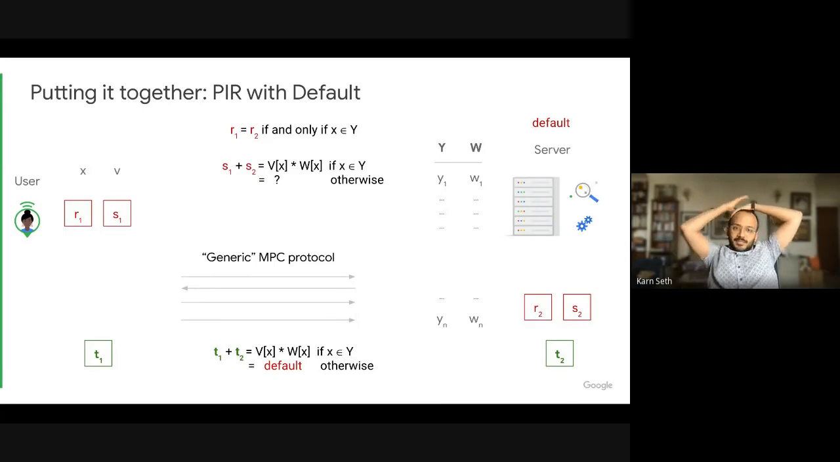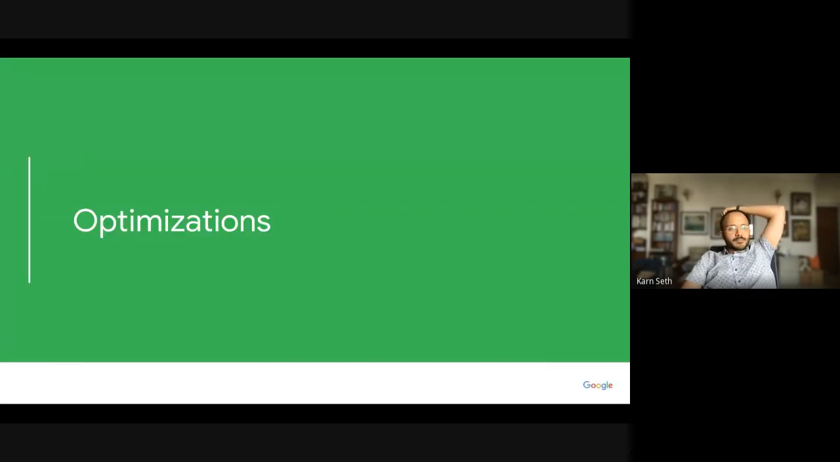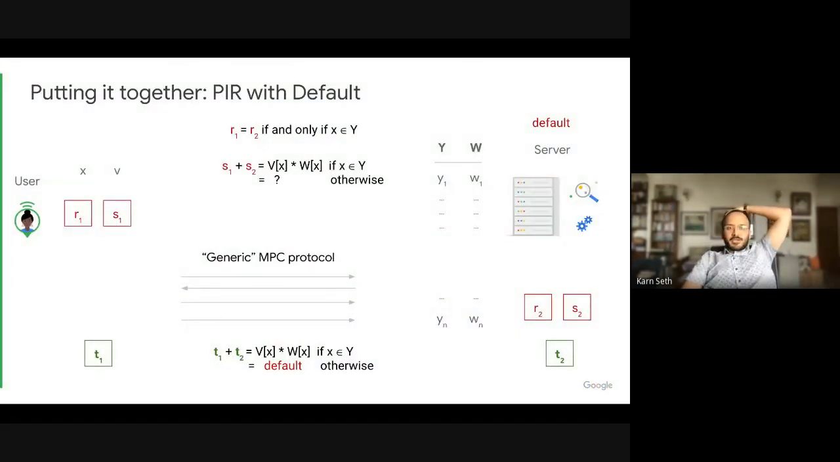And in fact, it's easy to modify this to make it so that the server can specify a default value, such that instead of T1 plus T2 adding up to 0, they instead add up to the server-specified default value. And this is exactly the crux of our construction. And note that the generic MPC protocol can be any generic MPC protocol, but we specifically use a garbled circuit-based protocol.